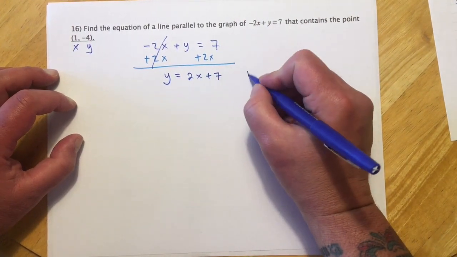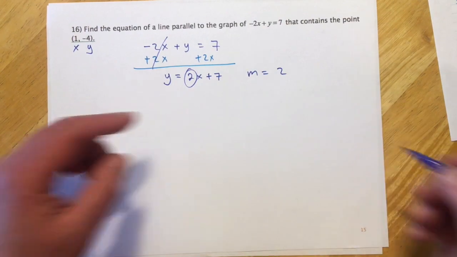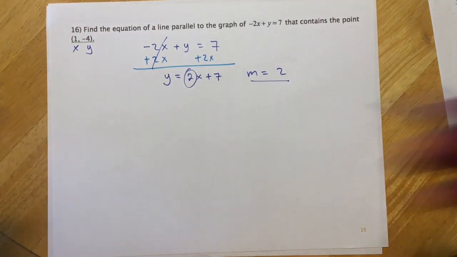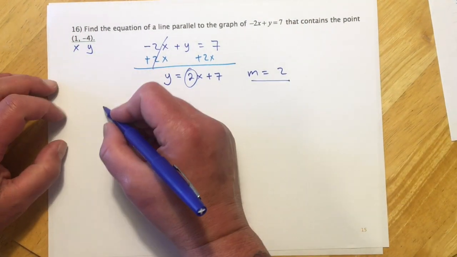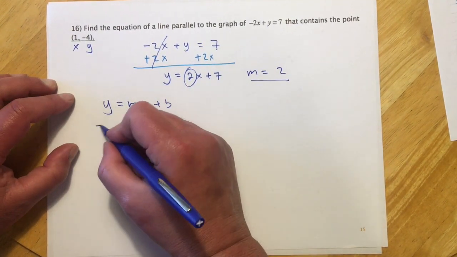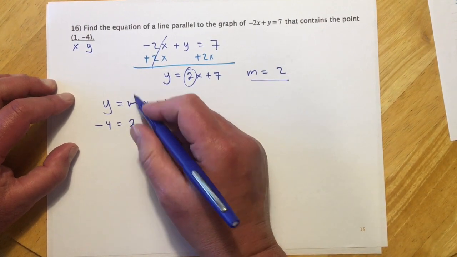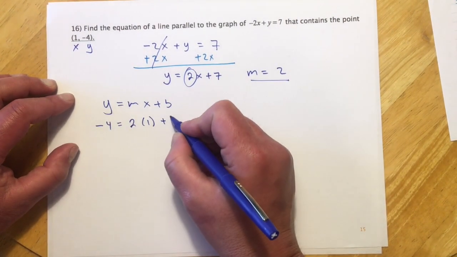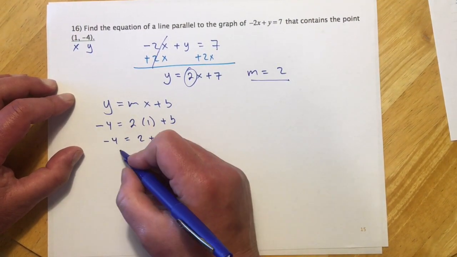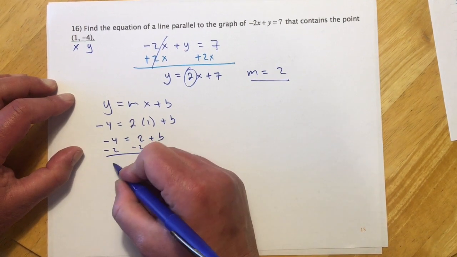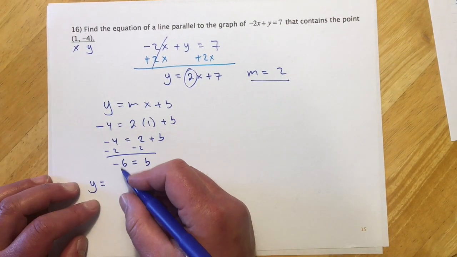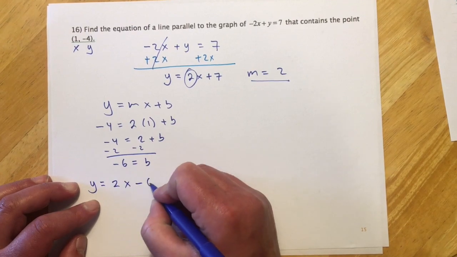And so then that means m is this 2 right here, because now I'm in slope-intercept form. And so now I got a slope right there, and I got a point up here. Put those together, and then that gets me my equation. So again, y equals mx plus b, and y is negative 4, m is 2, x is 1, plus b. And so this is negative 4 equals 2 plus b, subtract the 2 over, and get negative 6 equals b. So this will be y equals 2x minus 6.